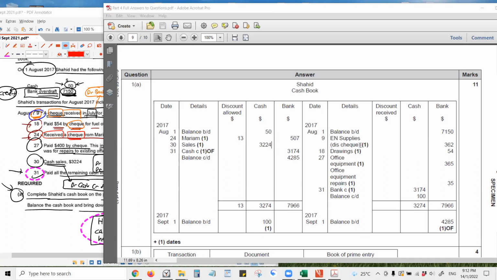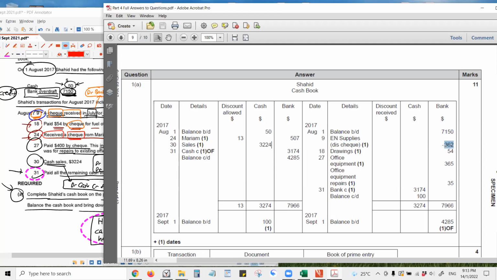And then, there's one more thing here. You must write dishonored check here. Next to the EN supplies, you must write the term dishonored check in bracket. Why? Try to imagine that there's no dishonored check in bracket here. Let's say this is not here. The dishonored check is not here. And what you have here is EN supply and 362.